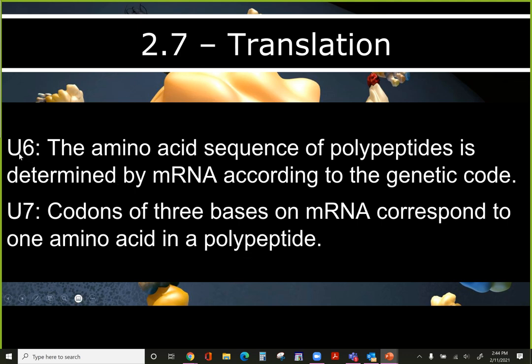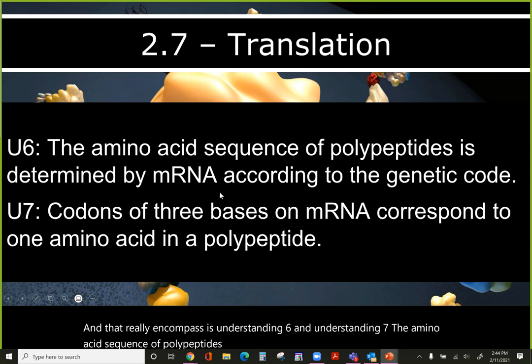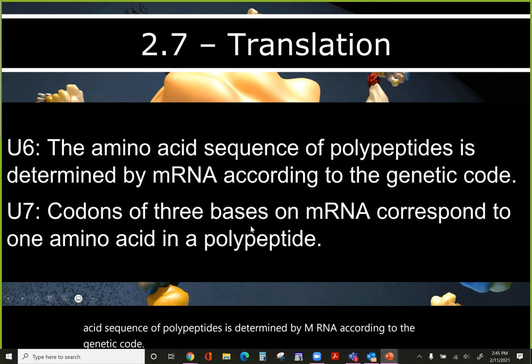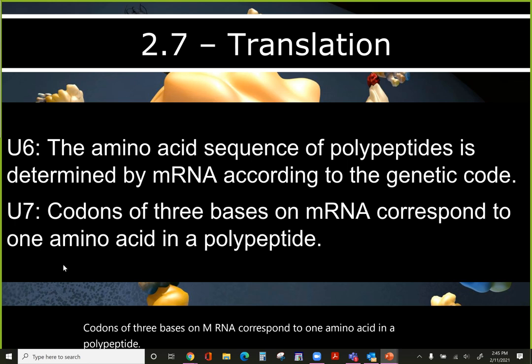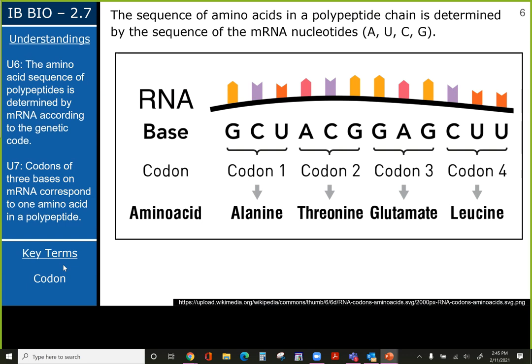And that really encompasses understanding 6 and understanding 7. The amino acid sequence of polypeptides is determined by mRNA according to the genetic code. Codons of 3 bases on mRNA correspond to 1 amino acid in a polypeptide. Our understandings are over here, just in case.